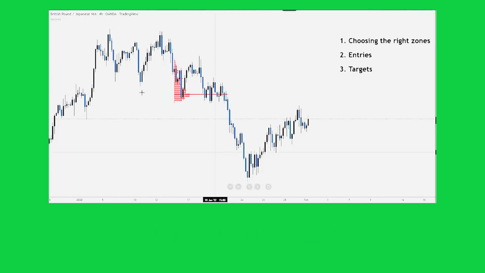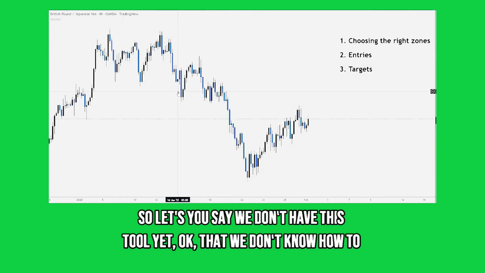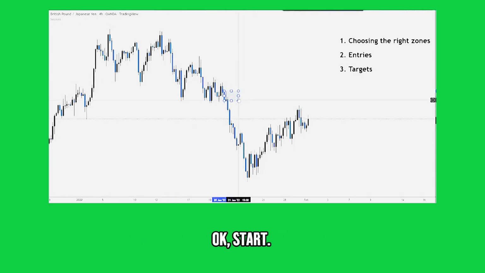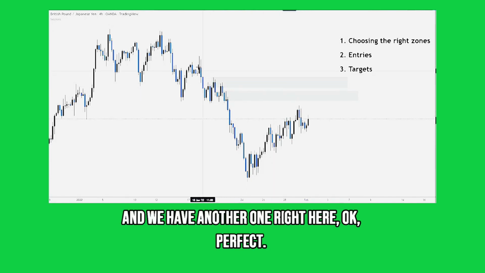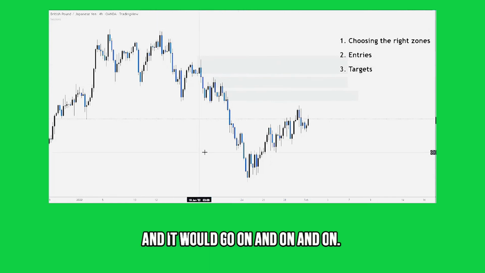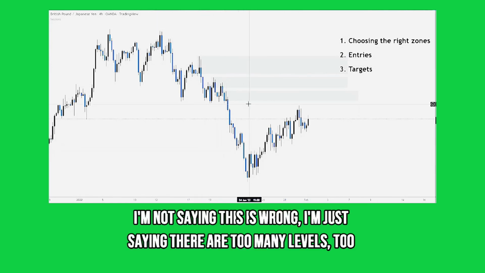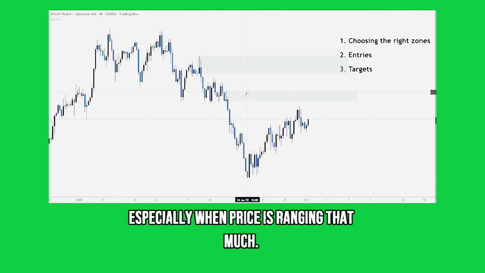Now there are many ways. Let's just say we don't have this tool yet, that we don't know how to use it. How would people draw these zones? Okay, this one is a supply zone, and then we have another supply zone right here. Perfect. And we have another one right here. Perfect. And it would go on and on and on. I'm not saying this is wrong. I'm just saying there are too many levels, too many zones, especially when price is ranging that much.